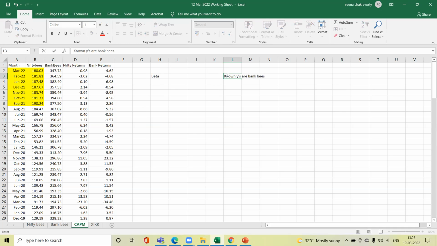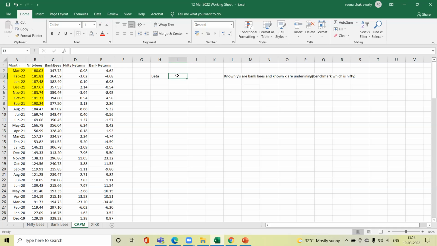Known X are underlying, which is underlying. Known X are underlying benchmark. So it is Nifty, underlying, which is Nifty. Enter benchmark, which is Nifty. And so you just need to plug those.